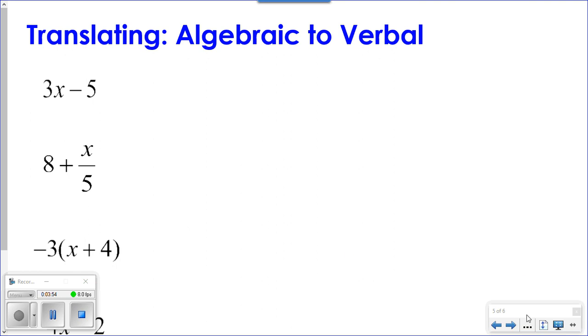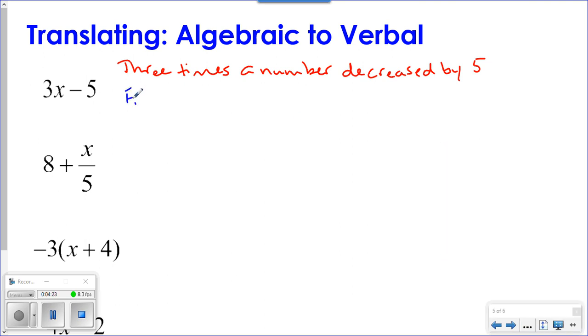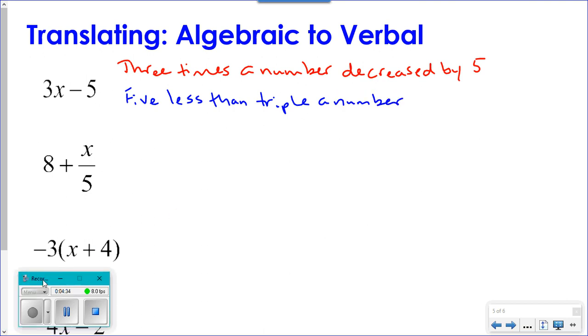When we're going from algebraic to verbal, there's going to be a lot more variation in the answers just because we have so many different words that mean the same thing. So here I could say 3 times a number decreased by 5. But that's not the only way I could say it. I could also say 5 less than triple a number. And there are many other ways that we could write this as well.